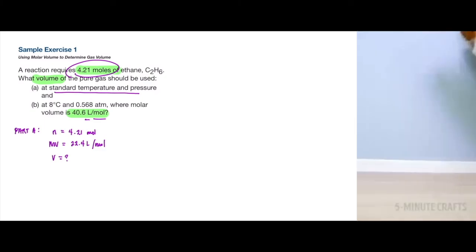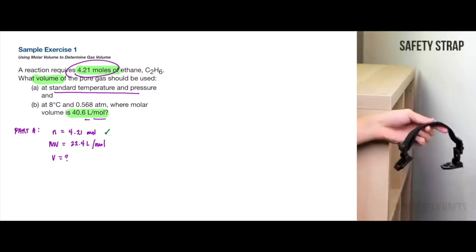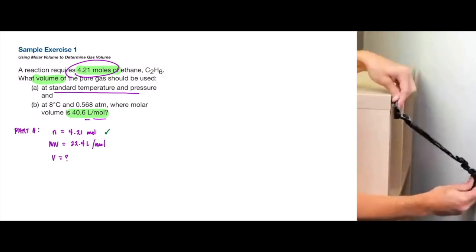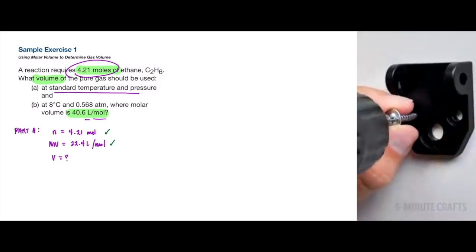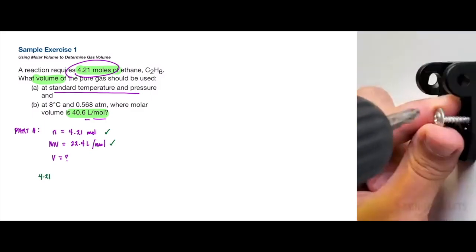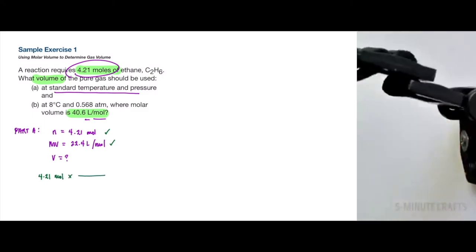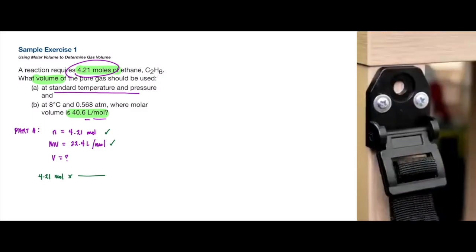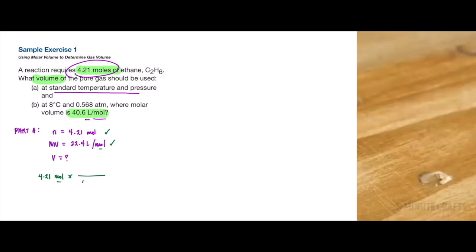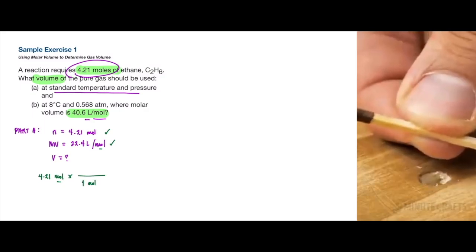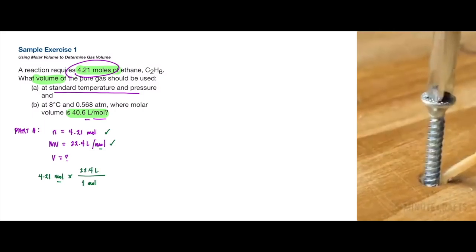Now, to solve this problem, 4.21 is going to be our starting value, and 22.4 liters per mole is going to be our conversion factor. So we can write 4.21 moles of ethane multiplied by the conversion factor, which is the molar volume. And since the given unit is mole, that mole will be in our denominator, which is 1 mole, and the 22.4 liters will be in our numerator.